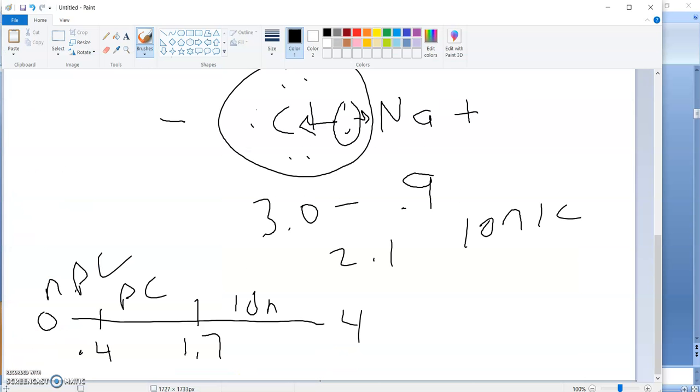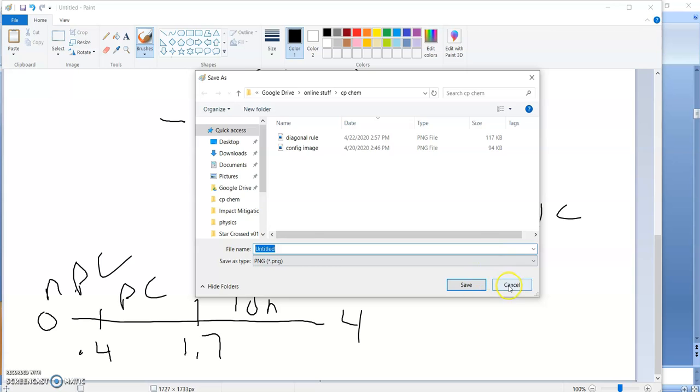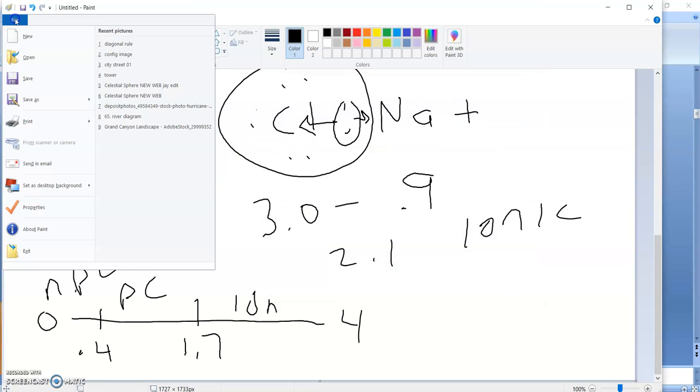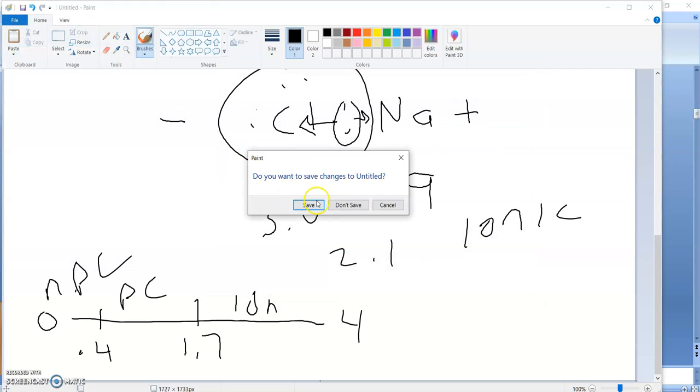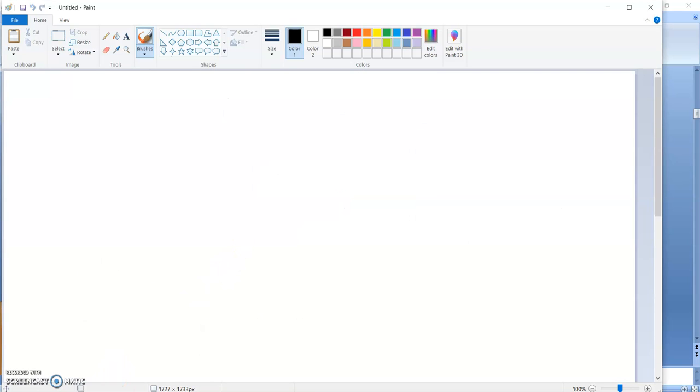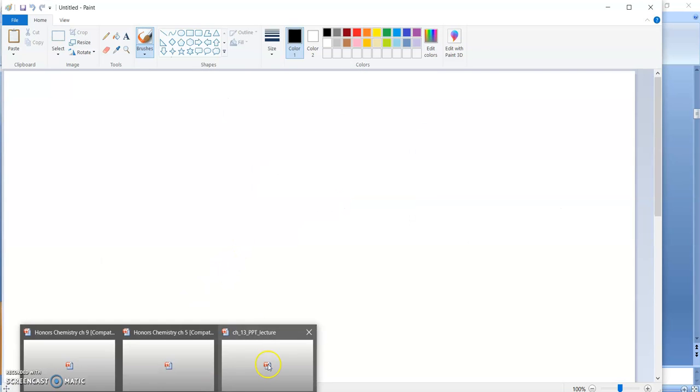So I got to erase my CP chemistry here. Oops, don't want to save that. I lied. Cancel. I'm wasting time here right now. New, don't save. I already forgot what the pressure was.